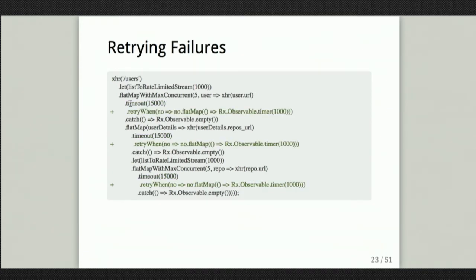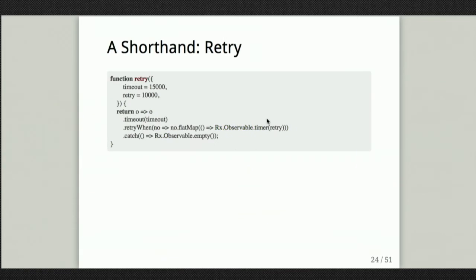All right, so if it times out or if it fails, we want to retry it. Okay? So we're going to do that with this retry when operator, and it takes a notifier argument, and it returns something, right? In this case, we're returning just a flat mapped timer, so we're just going to wait 1 second and then try again. Okay? That's all this is doing.